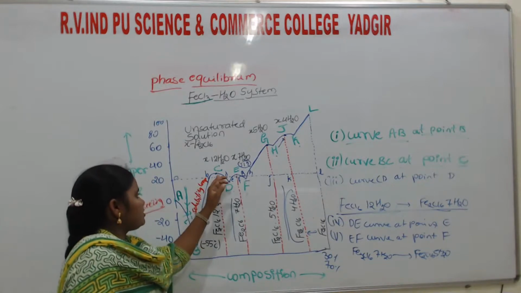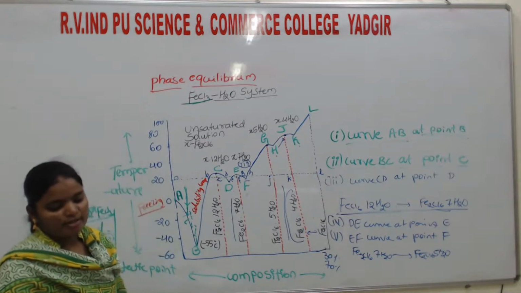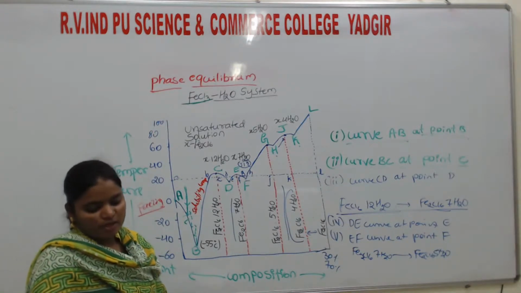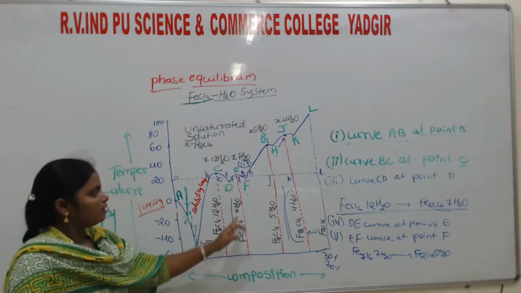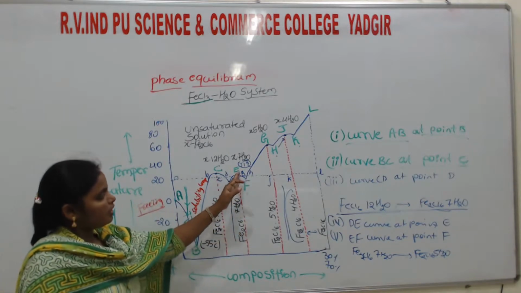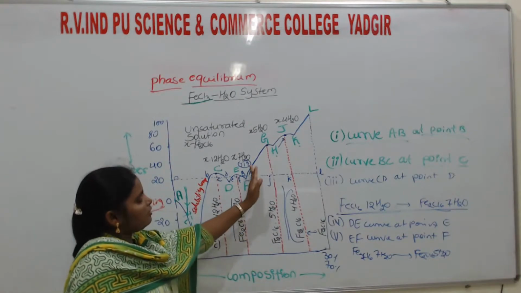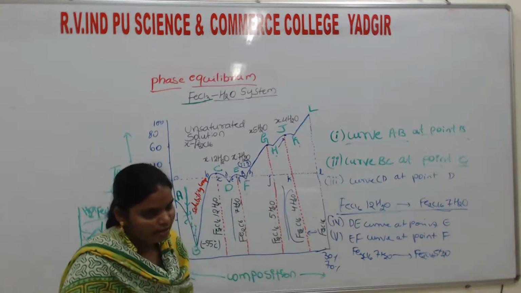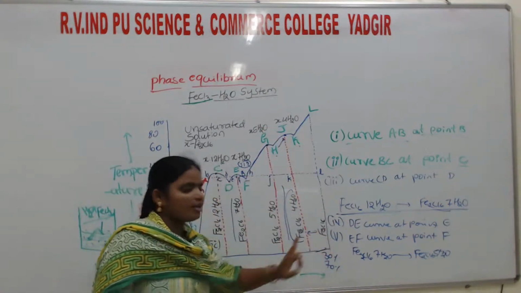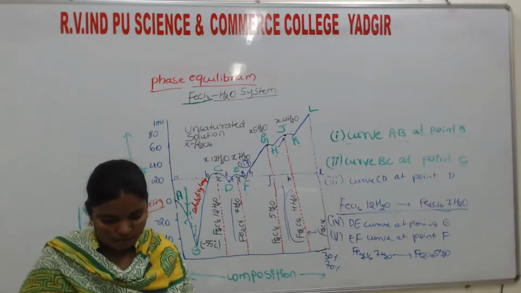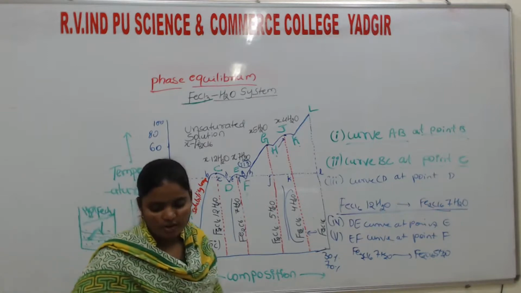When point C is reached, heating beyond it causes water to come off, giving the hydrated Fe2Cl6·7H2O, and next the formation of Fe2Cl6·4H2O. When the water is completely evaporated, finally anhydrous ferric chloride salt is formed.